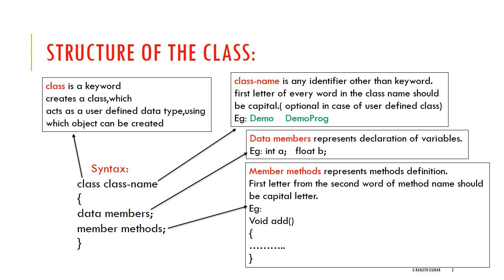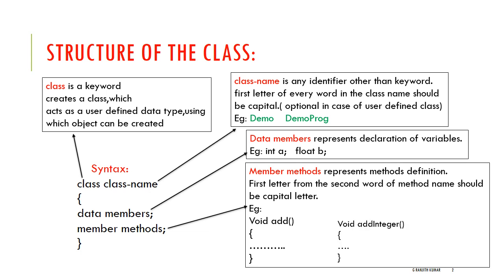While writing a method name, again we follow a traditional naming convention. The first letter from the second word of the method name should be a capital letter. For example, if you use only one word as part of the method name, all should be small letters. For example, void add, which I have taken here. Add is only one word, so all should be small letters.